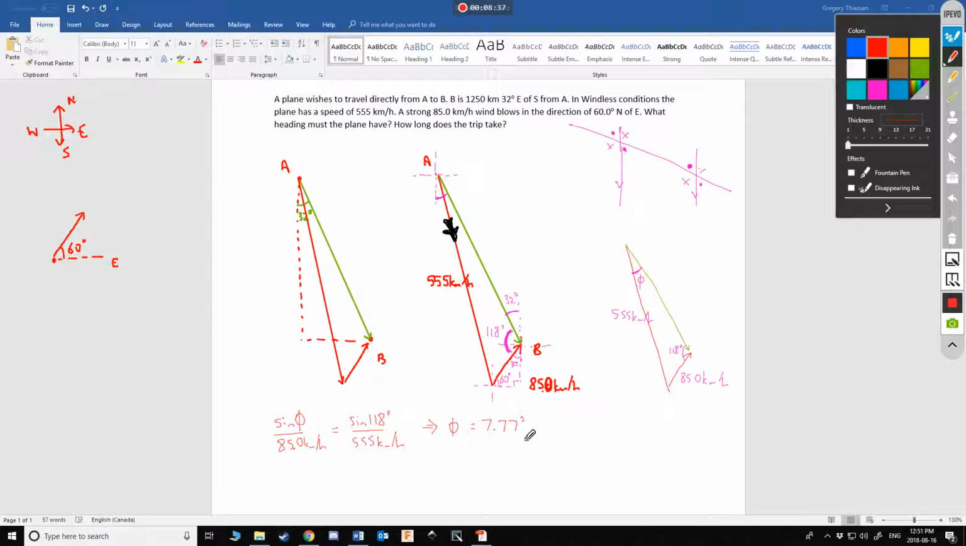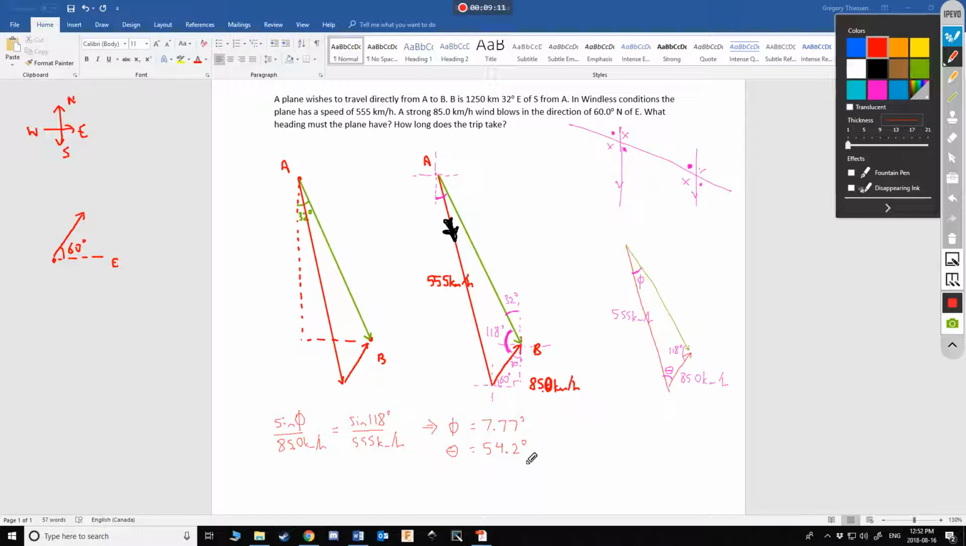Now we can find some more angles. So for example, that's phi. What is this angle right here? Let's call that theta. All the angles in a triangle add up to 180. So 180 minus our previous answer of 7.77 minus 118. And we get theta is equal to 54.2 degrees.